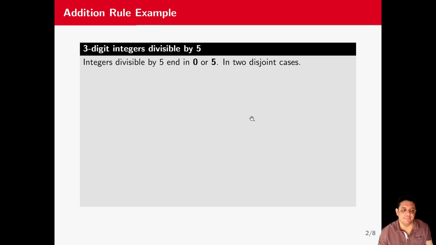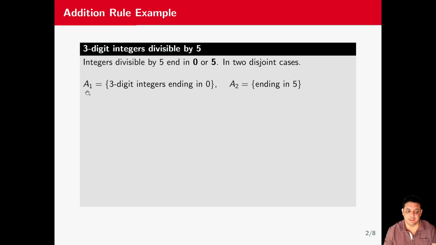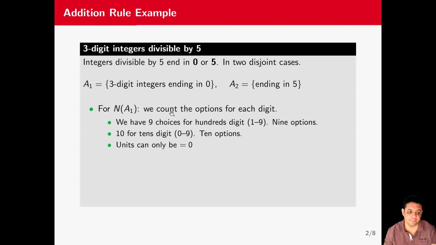So an example of that. Let's consider the 3-digit integers that are divisible by 5. Integers divisible by 5 are going to end in 0 or 5. So for example, 15, 25, 35, they end in 5. And 10, 20, 30, they end in 0. So we have two cases. Case A1, where the 3-digit integers end in 0, and A2, the integers ending in 5. These are clearly disjoint, since they can end in 0 or 5, but not both at the same time.